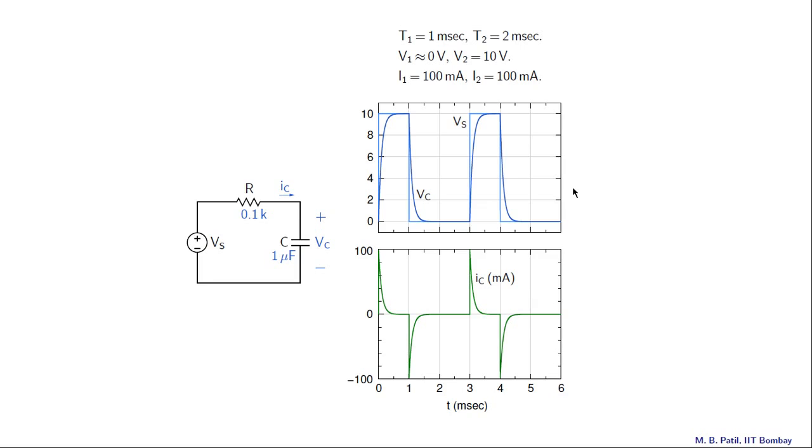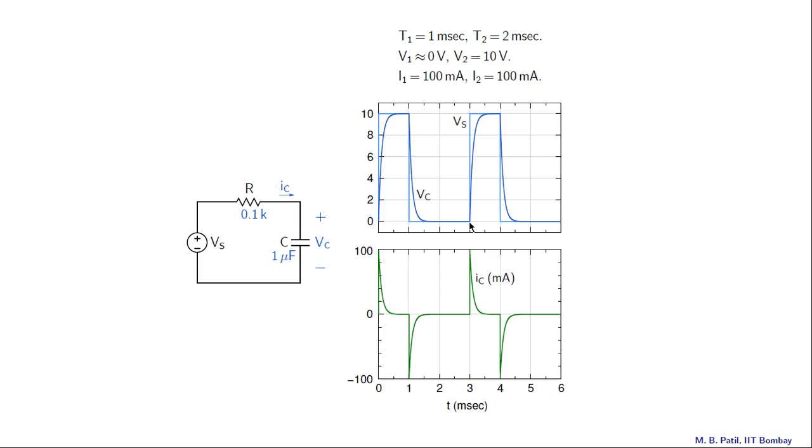Let's consider one more case before we leave this example, and that is T1 equal to 1 millisecond, T2 equal to 2 milliseconds, and we have seen this case in the last slide. But what is different now is the value of R. It was 1K earlier, and now it is 0.1K. And as a result, the time constant, which was 1 millisecond in our previous example, is now 0.1K times 1 microfarad, which is 0.1 millisecond. And therefore 5 tau is 0.5 millisecond, and that turns out to be smaller than T1 or T2.